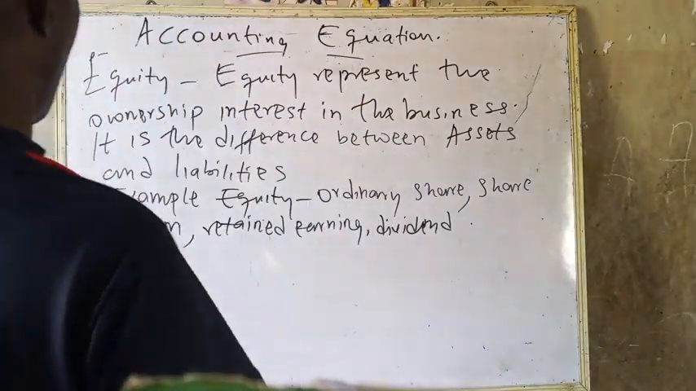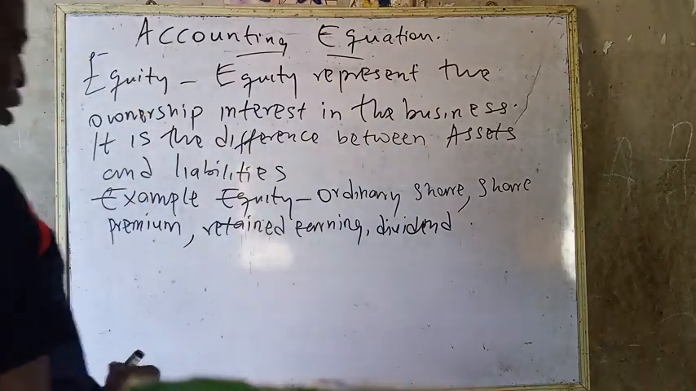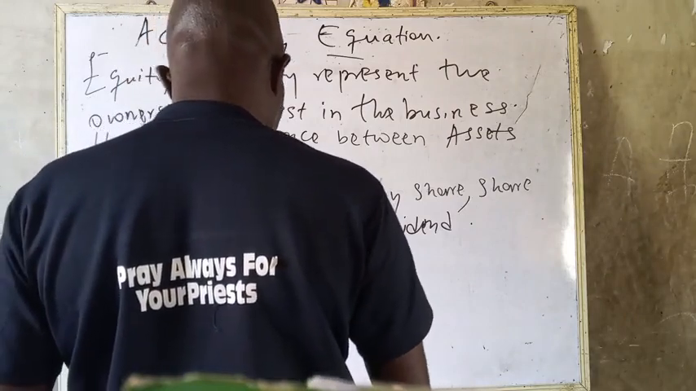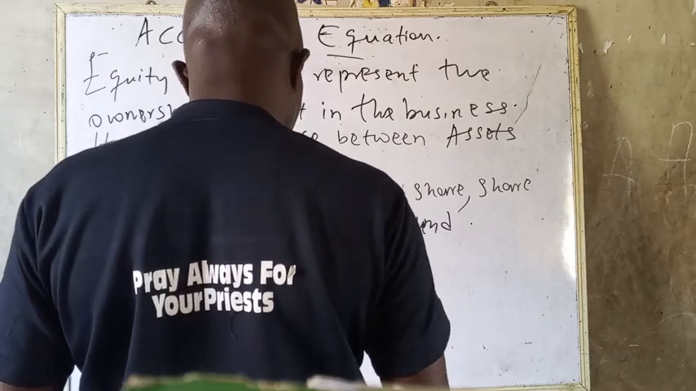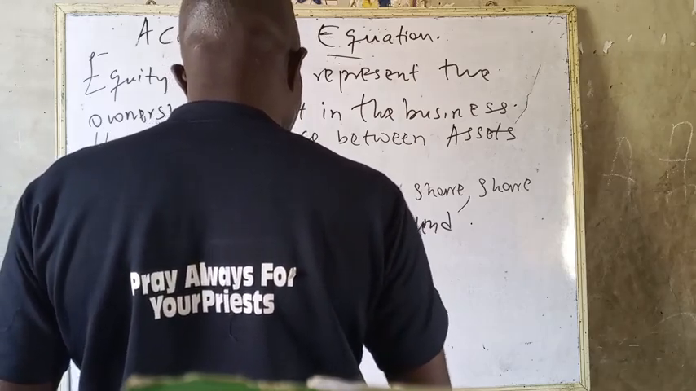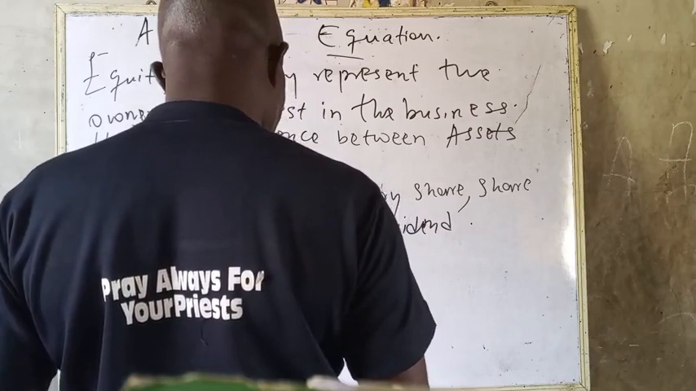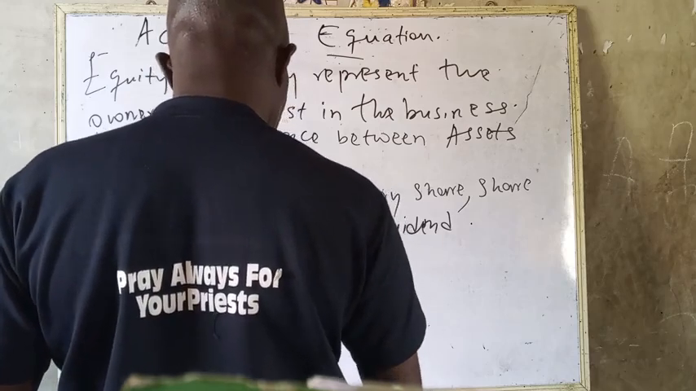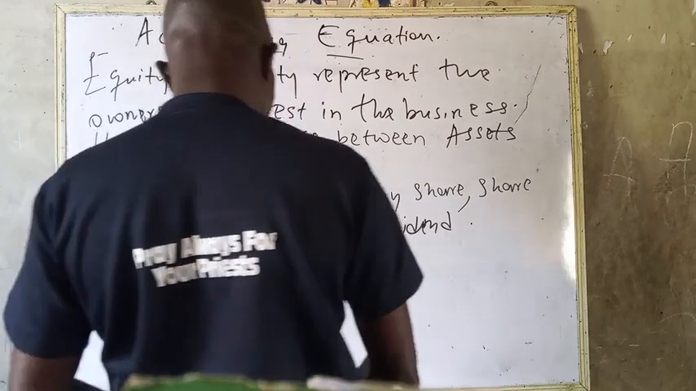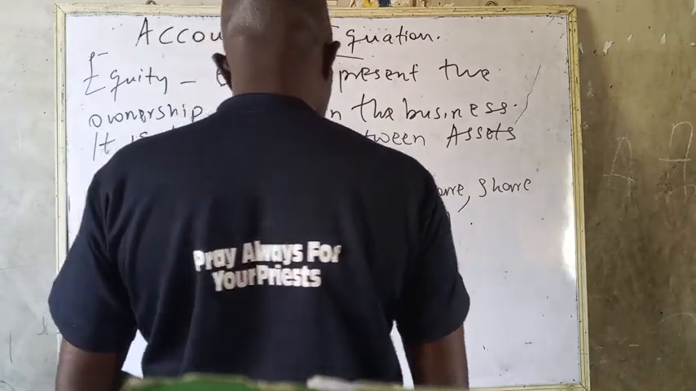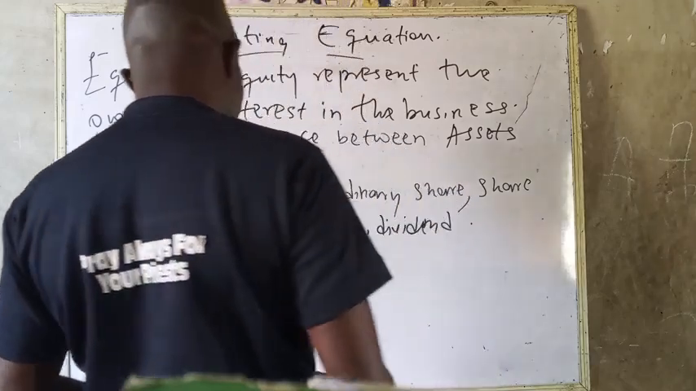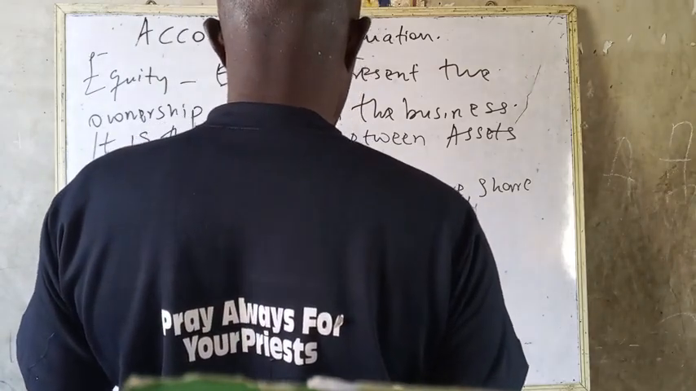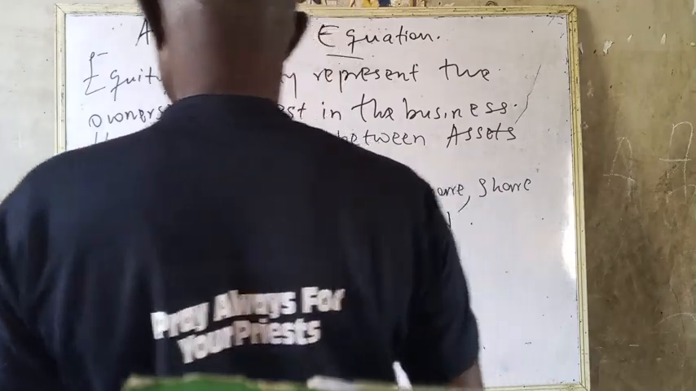Then, in the context of the equation, equity represents what remains for the owners after debts are paid. In the context of the equation, equity shows how much of the assets are funded by the owners themselves.